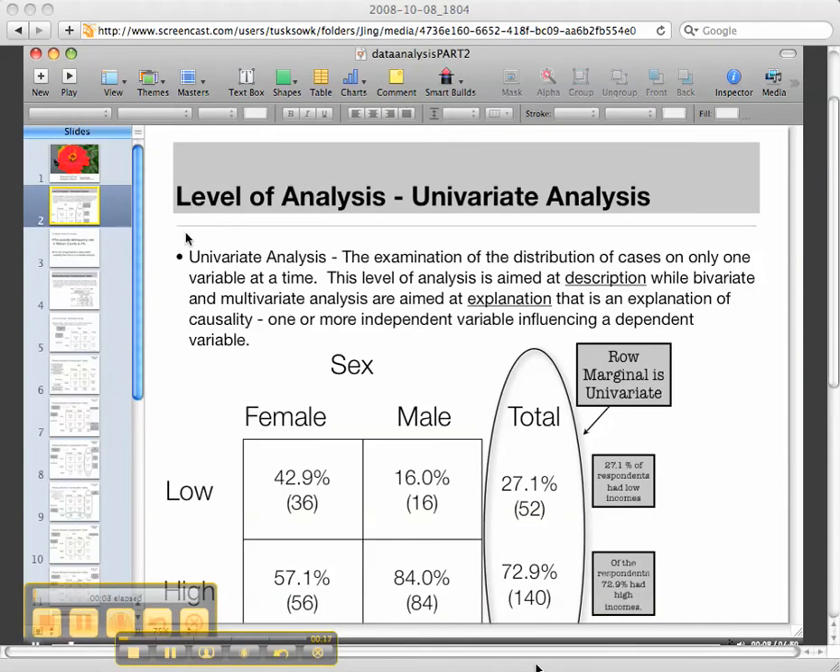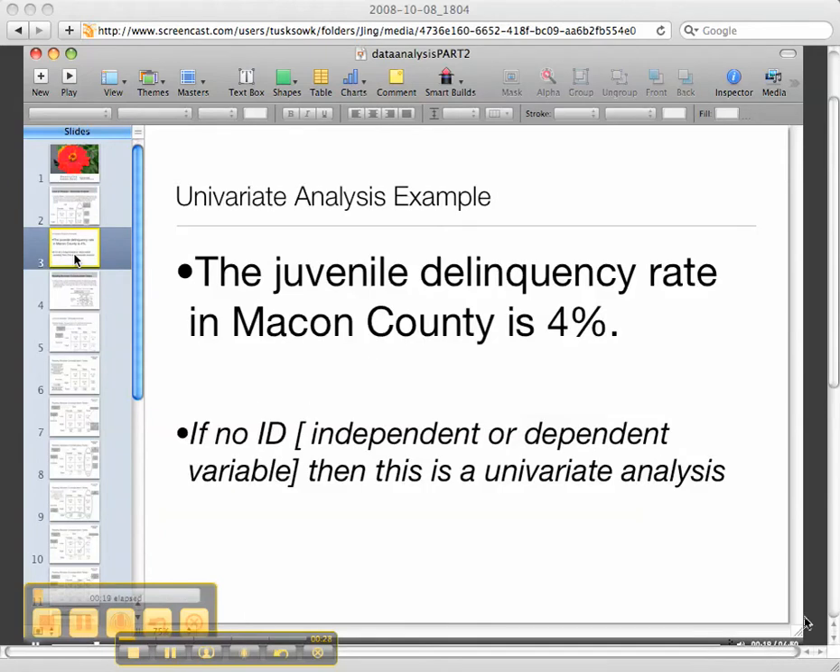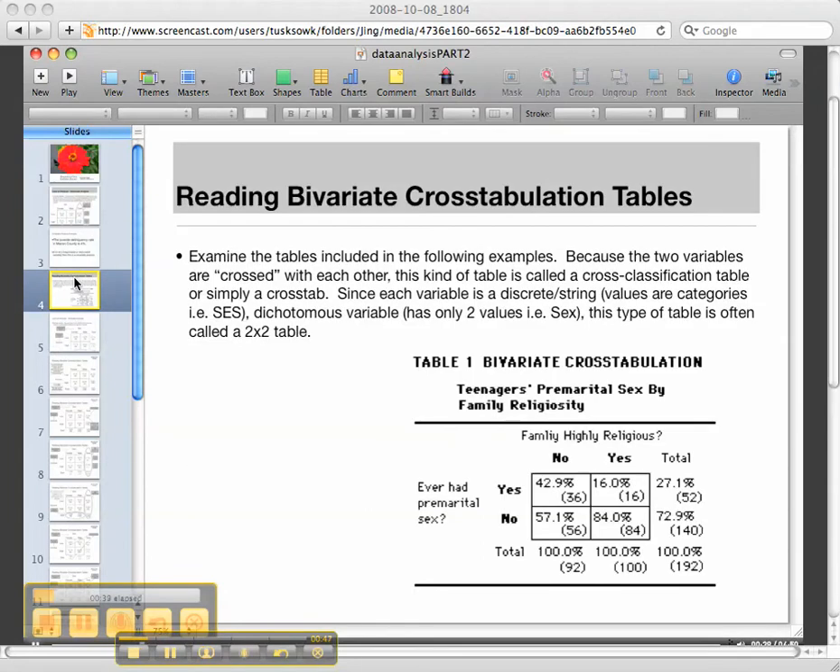When we look at one of the levels of analysis, for example, univariate analysis, a univariate analysis is the examination of only one variable at a time. For example, if you were to say the juvenile delinquency rate in Macon County is 4%, there's no independent or dependent variable present, so this would be a univariate analysis. Because in this example, you have no cause, your independent variable, or effect, your dependent variable. You're simply reporting a statistic.